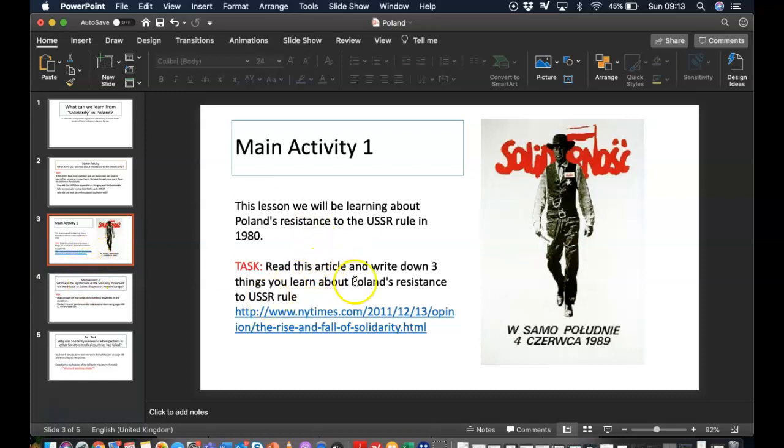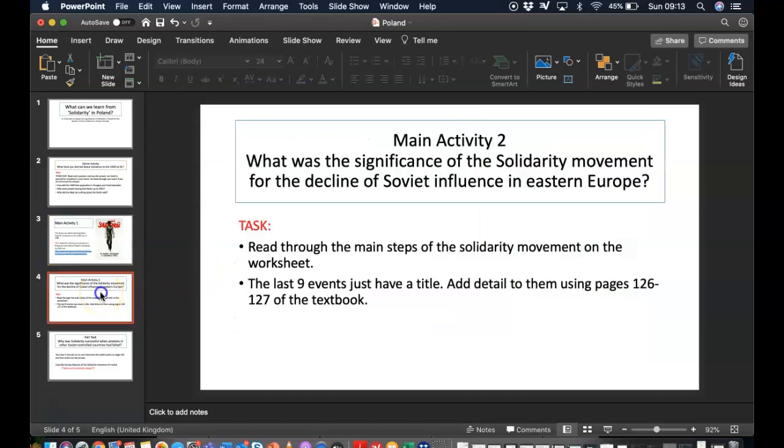All right, so have a read through of this article. Some of that might make more sense to you once you read through this, and then write down 3 things you learn about Polish resistance to Soviet rule. Okay, all right, pause the video, move on.